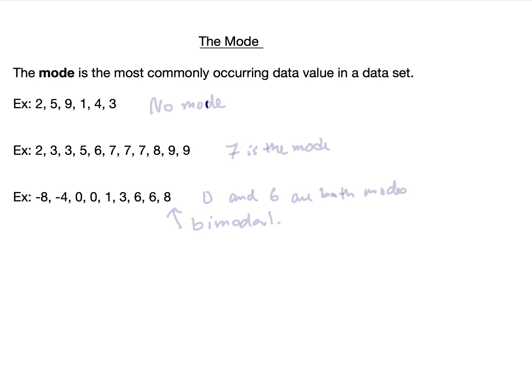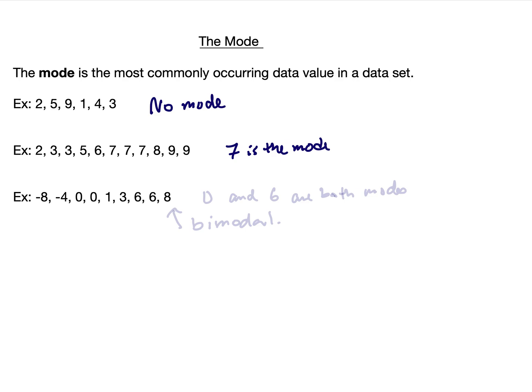In this first example, 2, 5, 9, 1, 4, 3, each data value occurs exactly once. So there's no one data value that occurs more than others. So this has no mode. Our next set of data, 2, 3, 3, 5, 6, 7, 7, 7, 8, 9, 9. 7 occurs 3 times, so 7 is the mode. 3 and 9 are also repeated, but not as often as 7 is repeated.